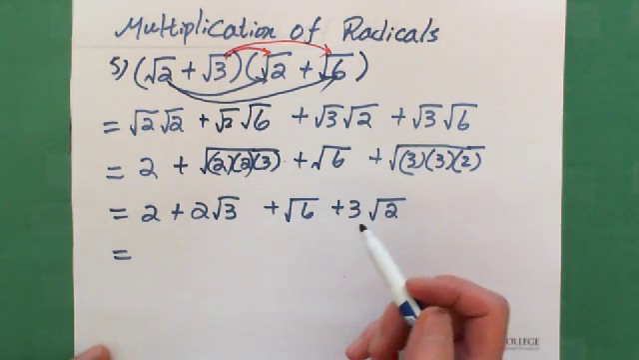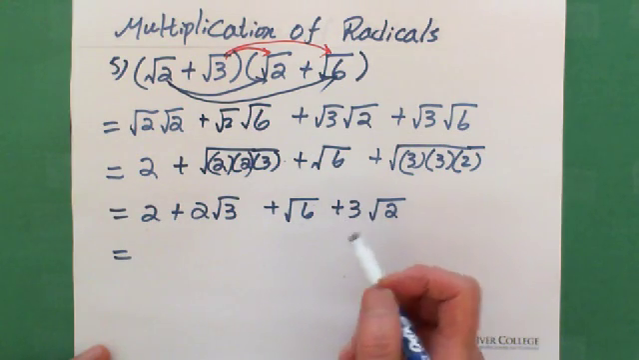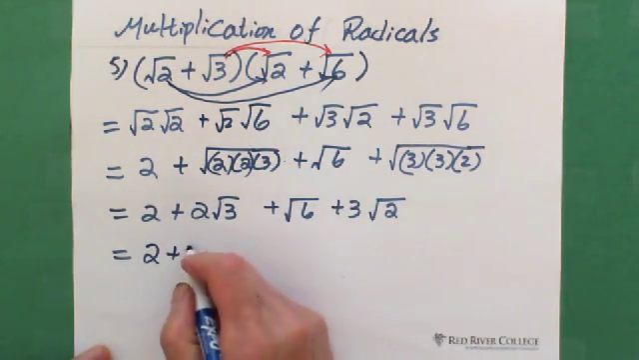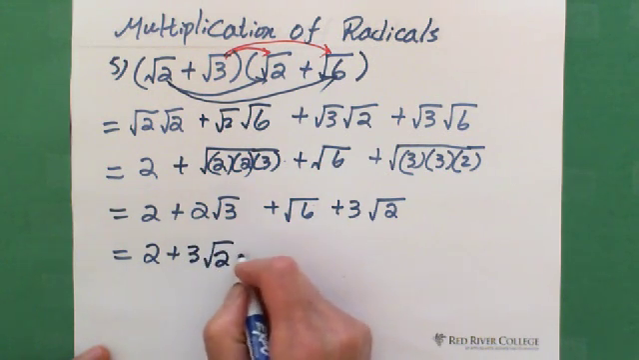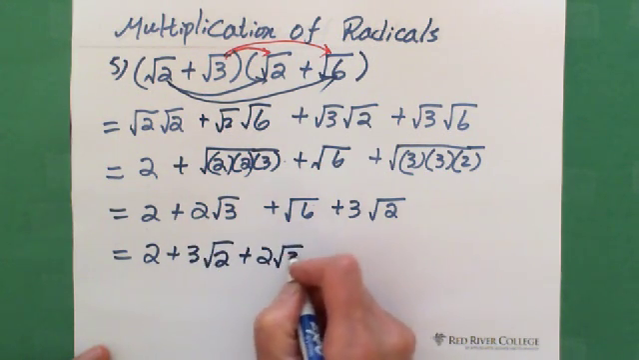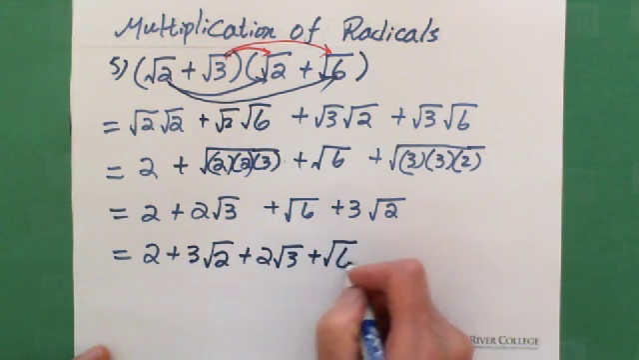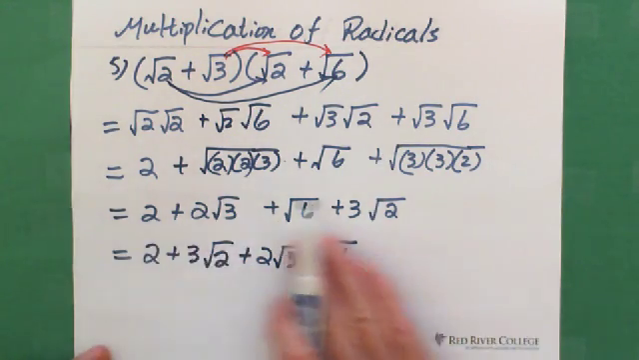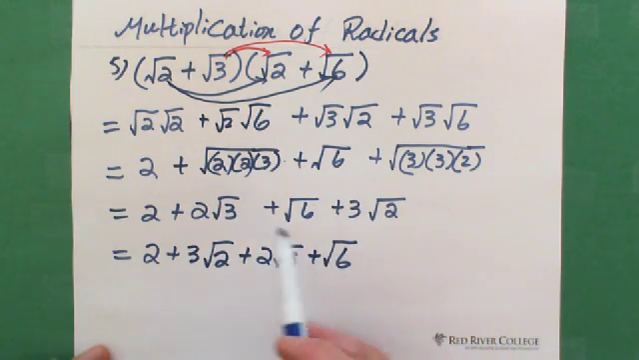If you want to write nicely, you can start from this one, 2, plus this small one, 3 root 2, plus 2 root 3, plus root 6. But actually, this one is not very necessary, it just looks nice. Okay?